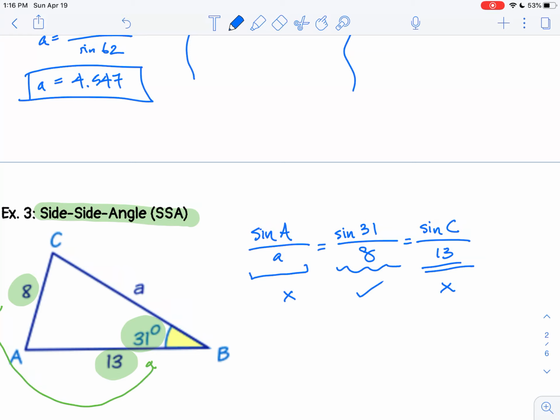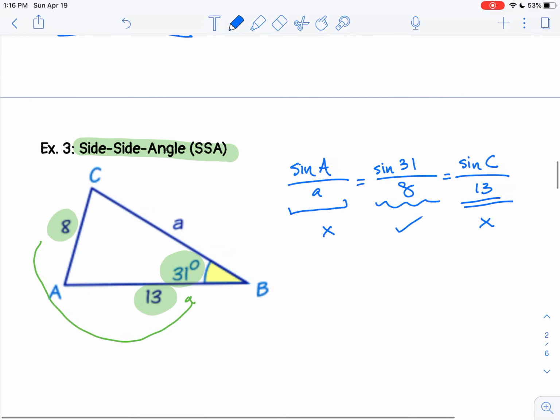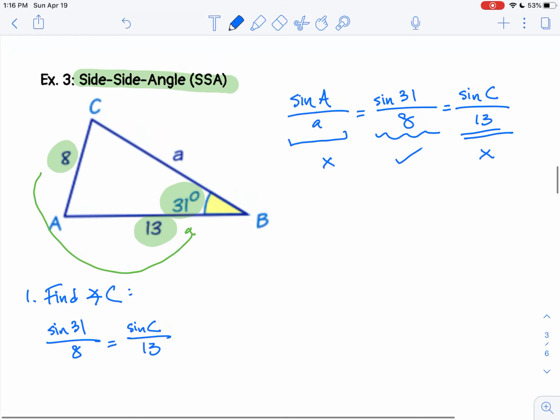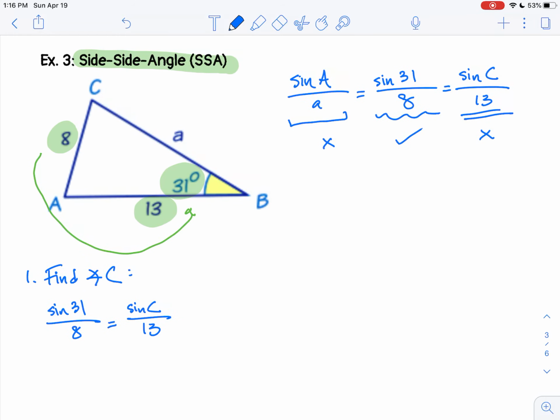And so I'm going to go ahead and set that as my first step. So number one, find angle C. And so I'm going to do that by using sine 31 over 8 equals sine C over 13. All right, so I used my one full pair, and I set it equal to the other pair where I only know one piece of information.